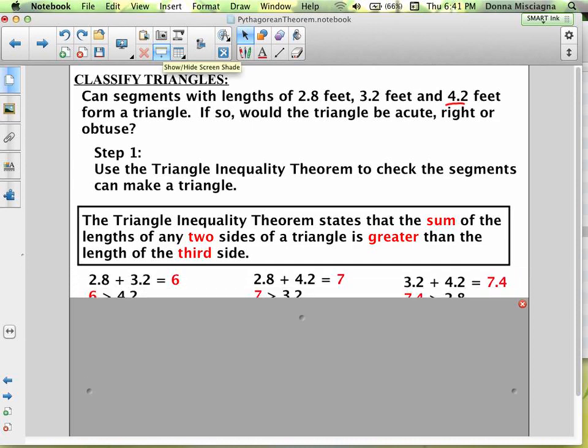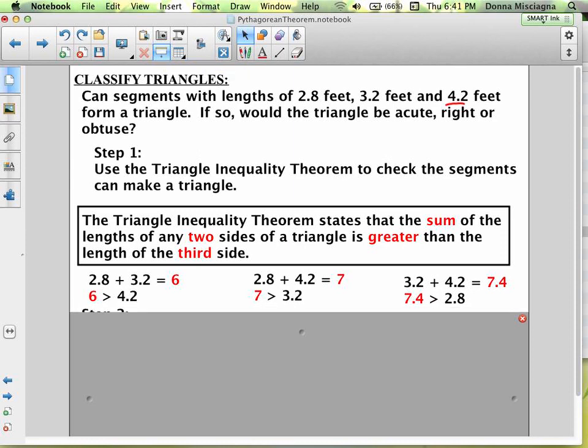So here we checked with all the sides. We added each pair of sides and checked to see if that sum was greater than the third side. All right, so here we checked with the two smallest sides, 2.8 plus 3.2. They add up to 6, and 6 is greater than the third side. So that one was true. The sum of the lengths of those two sides was greater than the third side.